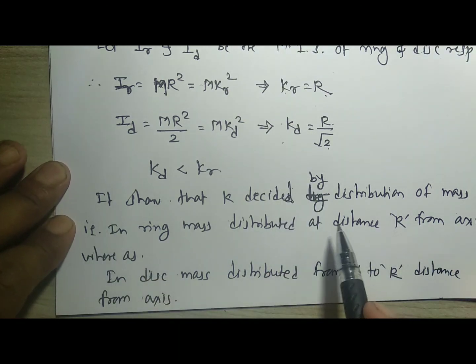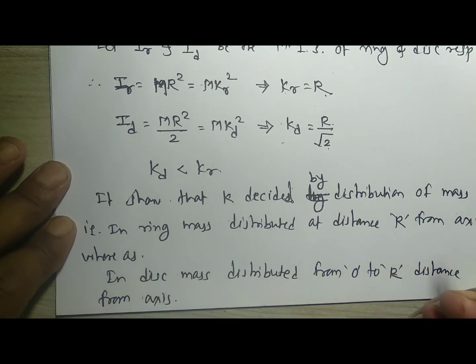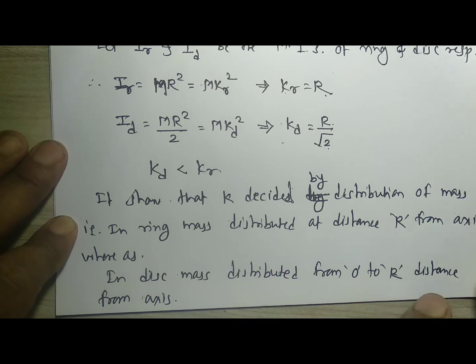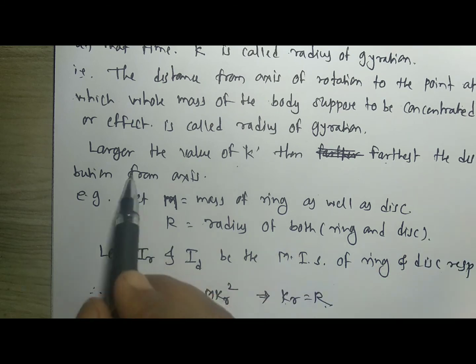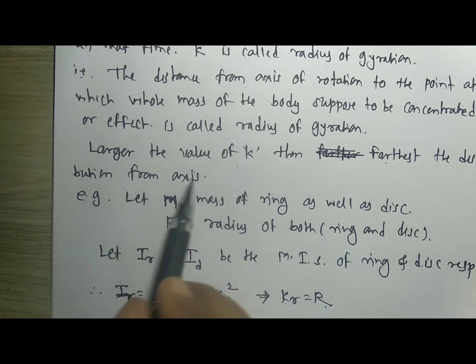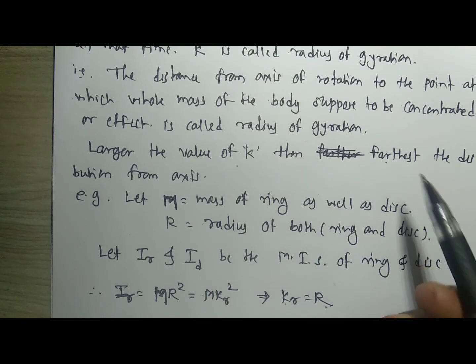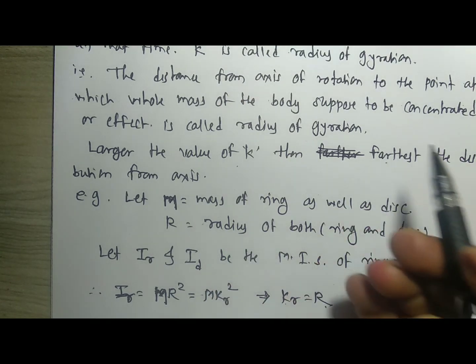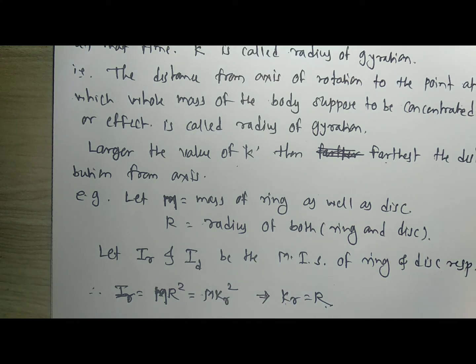When the distribution of mass is smaller, k is smaller, and when the distribution of mass is larger, k is larger. That means for a large value of k, the distribution of mass is farthest from the axis, and for a small value of k, the distribution of mass is very close to the axis of rotation. This is the consideration related to the radius of gyration.